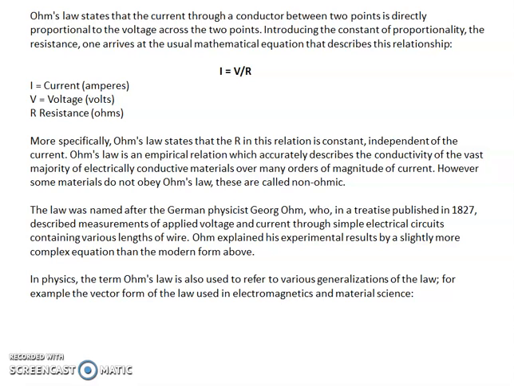Ohm explained his experimental results by a slightly more complex equation than the modern form above. In physics, the term Ohm's law is also used to refer to various generalizations of the law, for example the vector form of the law used in electromagnetics and material science.